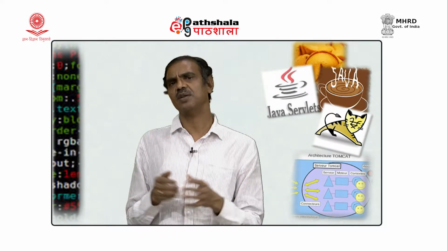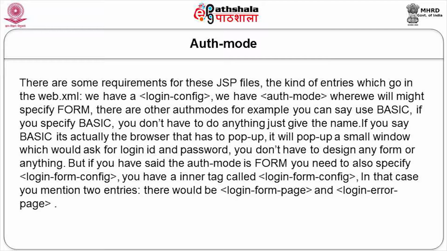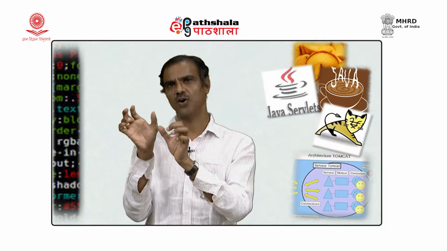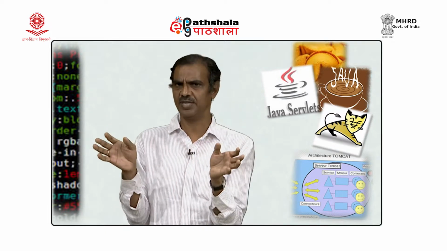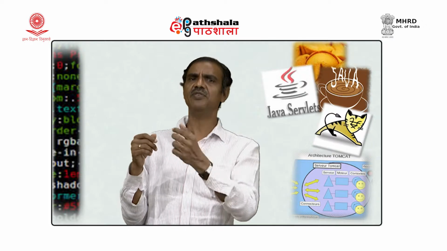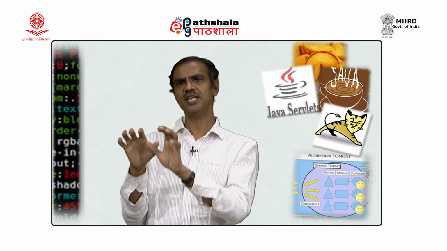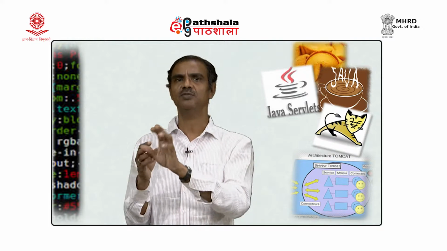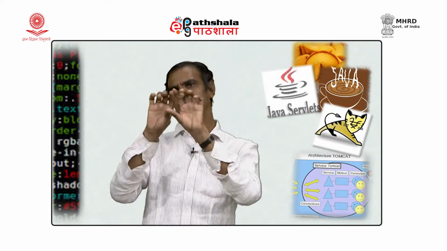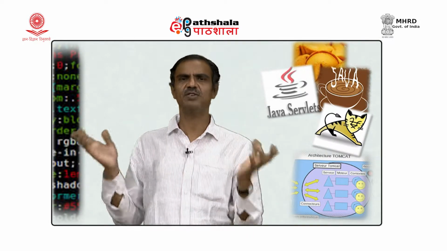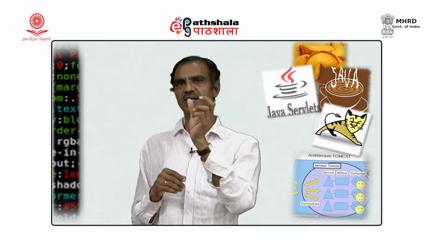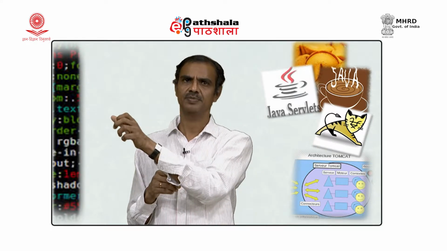There are some requirements for this JSP file, but the kind of entry which goes in the web.xml is, we have a login config, fine, auth mode, and we will say form. The other auth modes, for example, you can say basic. Now, if you say basic, you do not have to do anything. If you just say basic, just give a realm name, fine. If you are saying basic, it is actually the browser which will pop up a small window asking for login ID and password, username and password. You do not have to design any form or anything.